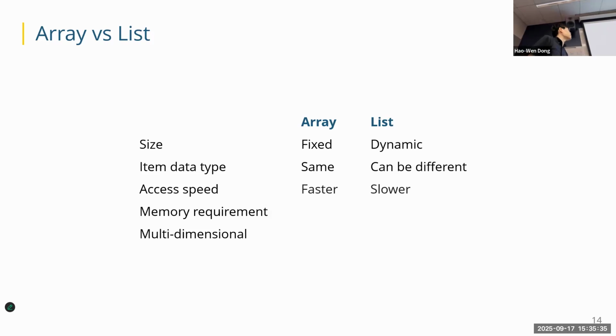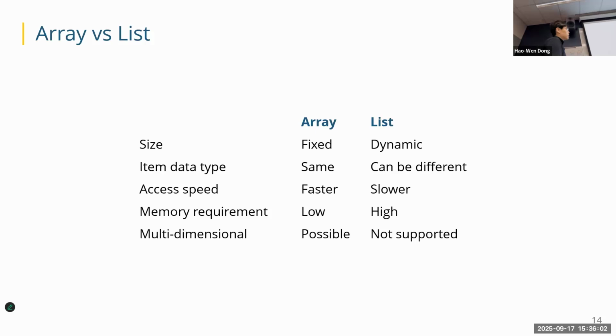The speed, array is much faster due to the implementation, because array is a contiguous chunk of memory, so you only need to know where it is. But for list, you have to route it toward the correct number, so it's much slower. And for memory, array is much leaner in size. List is higher in size.